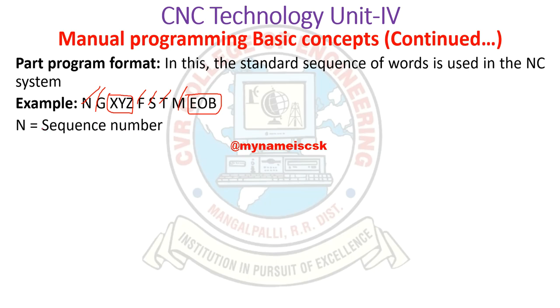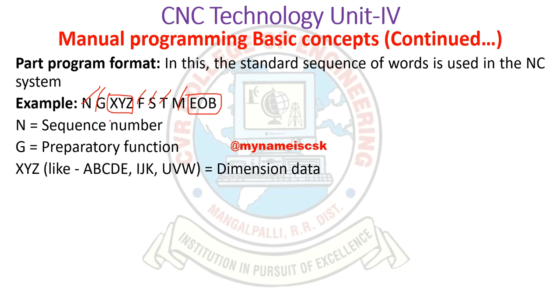We'll learn. N is nothing but the sequence number. So when we are writing, we have to give a number. For example, if you have your laptop and a number of files, you give the files numbers like 1, 2, 3, 4, 5, or as per the dates you have some sequence number. Next, the preparatory function, the G codes. Without G codes the program will not start, and you can write either XYZ, ABC, IJK, UVW, because this is called dimensional data. So in the third format you have to give the dimension data.